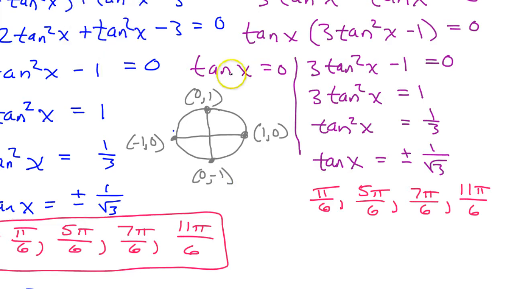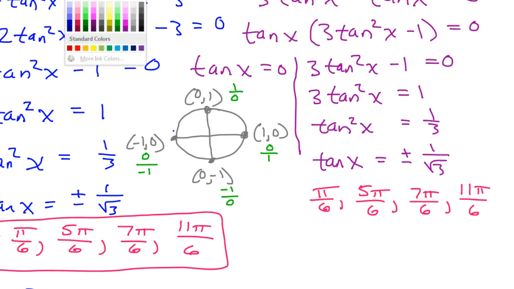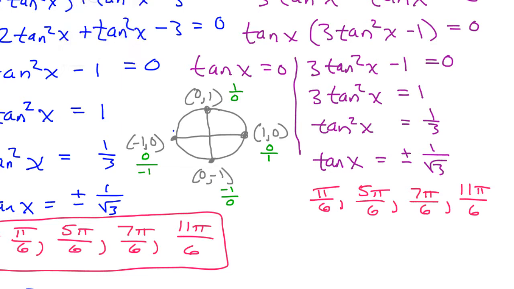Okay, tangent is y over x. So the tangent up here is going to be 1 over 0. The tangent here will be 0 over 1. The tangent on the left side will be 0 over negative 1. And the tangent here at the bottom is going to be negative 1 over 0. Okay, now look. You can't divide by 0. So this is undefined and this is undefined.